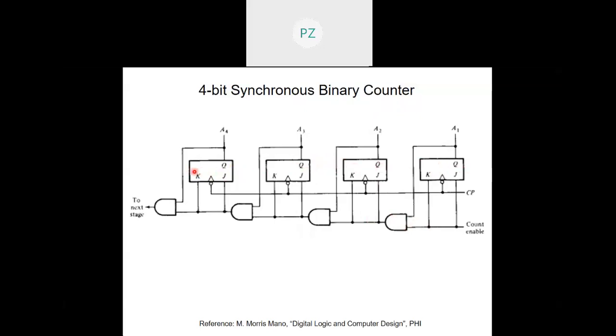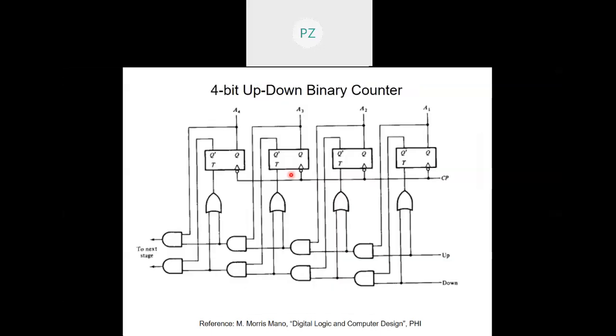For explanation's sake only, we had started with 00. Any count you take here, it will look at what is the status of all the previous flip-flops. If all of them are 1, that particular flip-flop will toggle, right? So that is about synchronous counters.